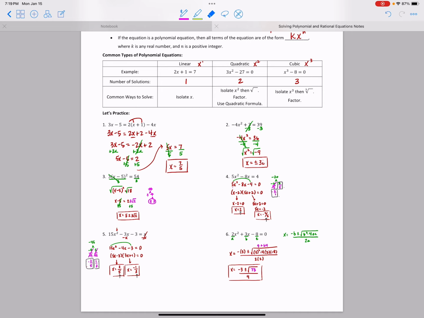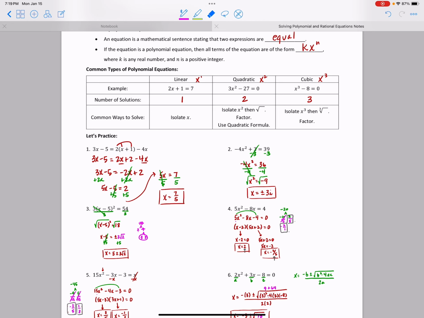So we've had a pretty quick and basic review of solving polynomial equations. Linear should be old hat, quadratic we should see, and hopefully remember all of those different techniques. I don't know that we'll see a lot of cubic, but if we see anything that's cubic or quartic or something that's higher degree, it's going to be something that we can solve by factoring.